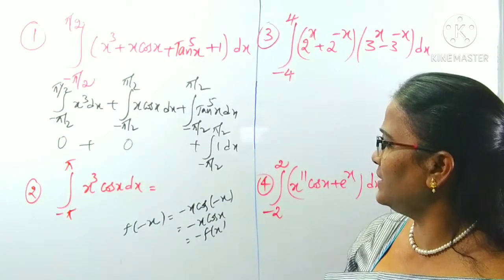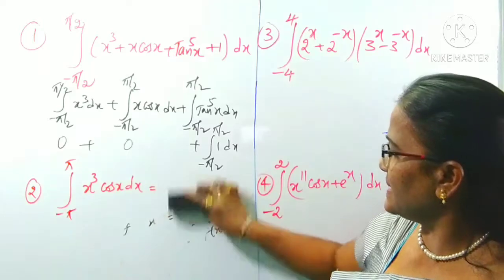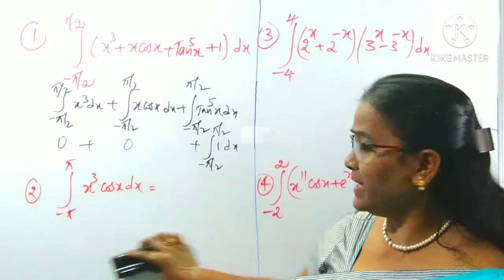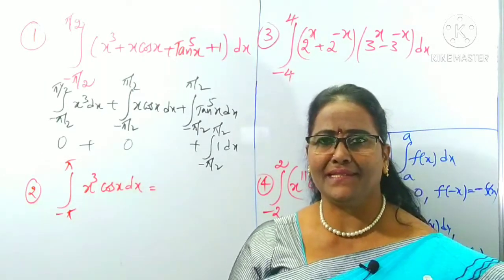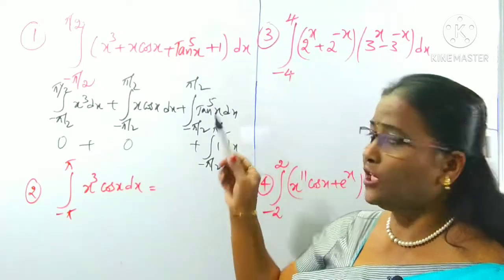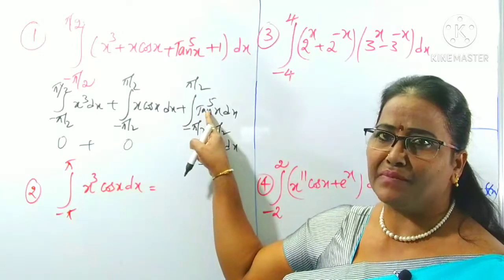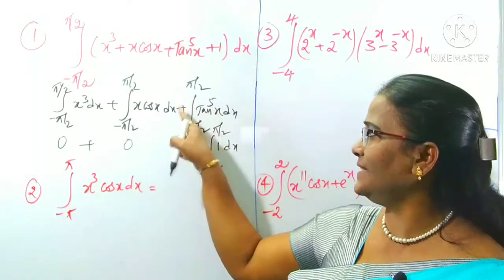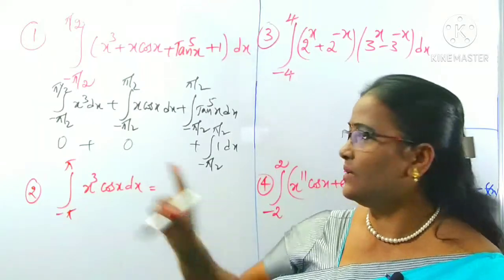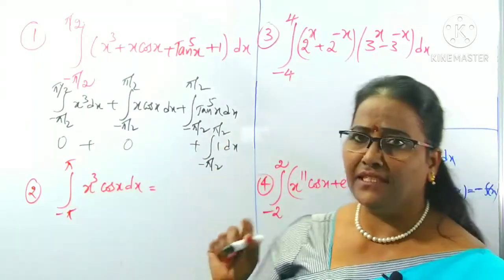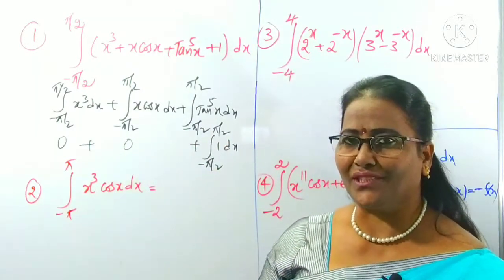In the same way, what about the third function? tan power 5 x. What is tan minus x? Tan minus x is minus tan x, with the odd power there. That is minus f(x). So f of minus x is minus f(x), and indirectly this integral is also 0. The first, second and third integrals are zeros according to the odd function concept.